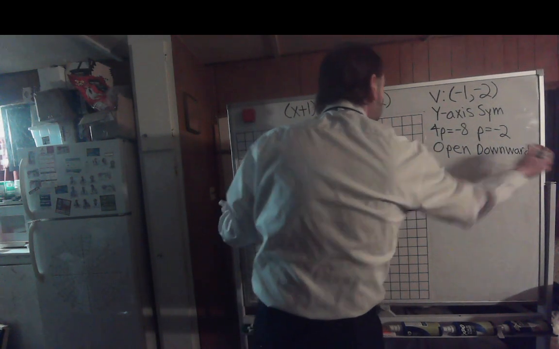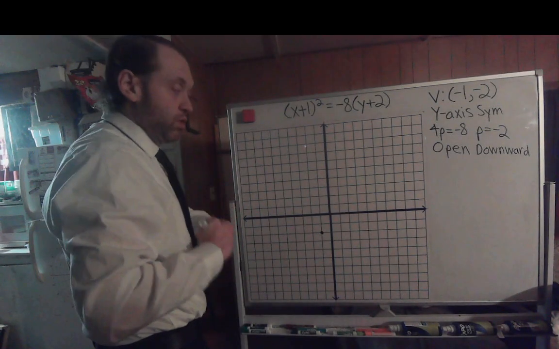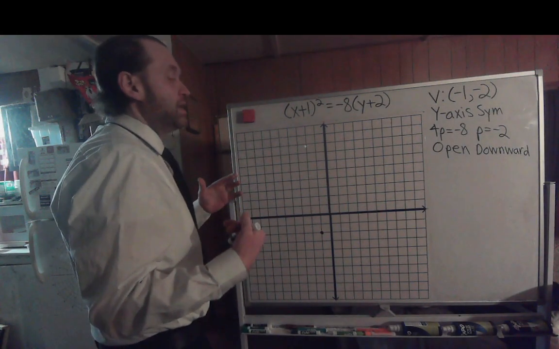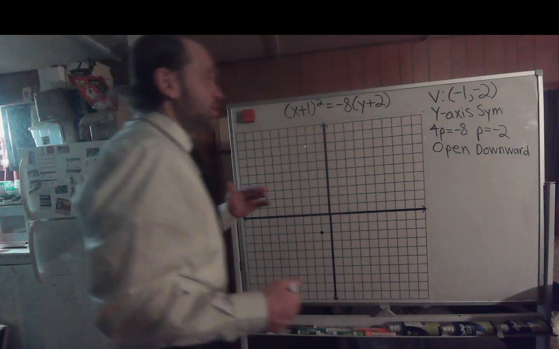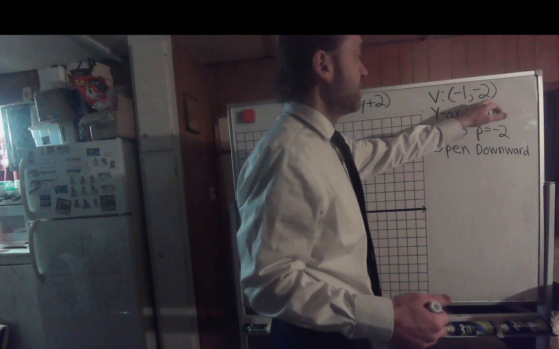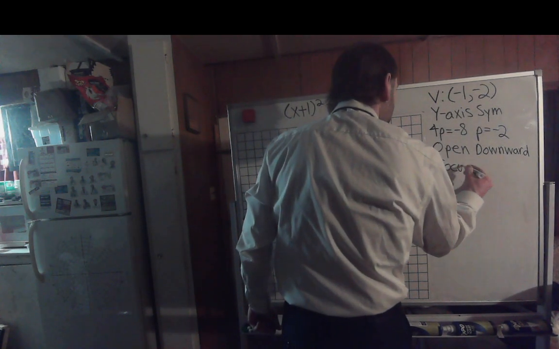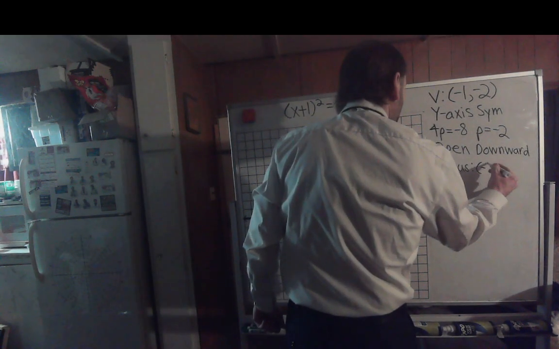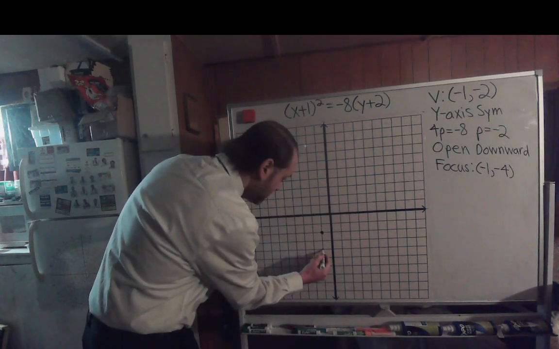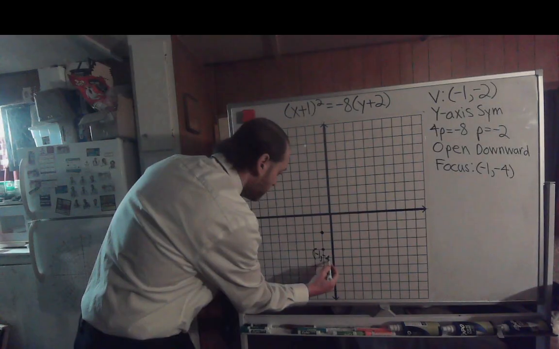Alright, so we now have our vertex. We know it's going to open downward. It's got y-axis symmetry. Now let's find the focus. To find the focus, you're going to add that negative 2 to your y-coordinate of negative 2, which means your focus would end up being at (negative 1, negative 4). That's exactly where your focus is going to be. So let's go ahead and label the focus here at (negative 1, negative 4).